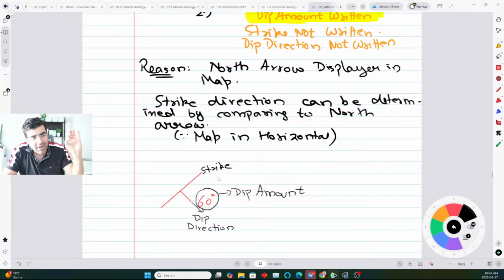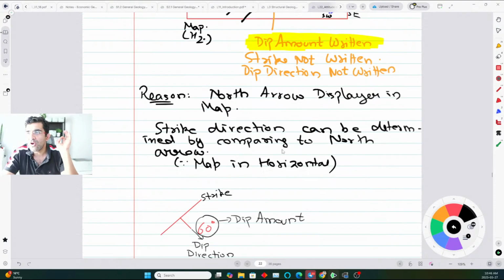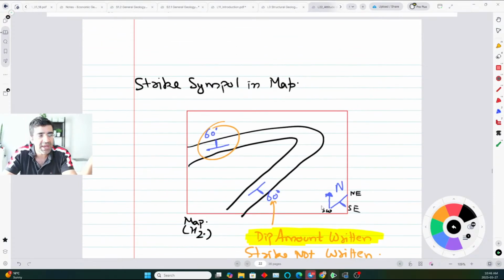Now, dip amount you cannot determine here by comparing to the north arrow or anything. Why? Because a map is a horizontal plane. And to measure dip amount, you need a vertical plane, which is not given to you. So it has to be spelled out. It has to be written what the dip amount is.